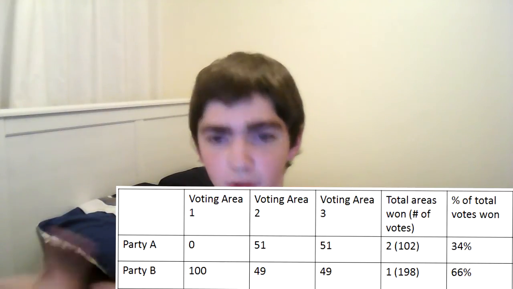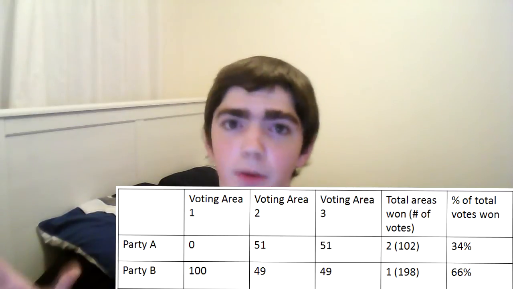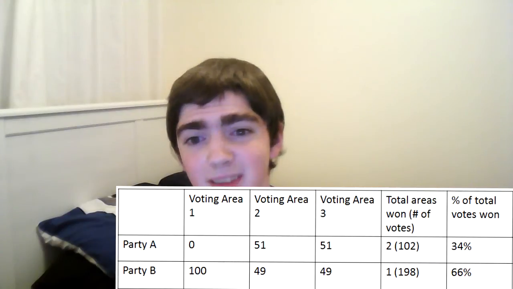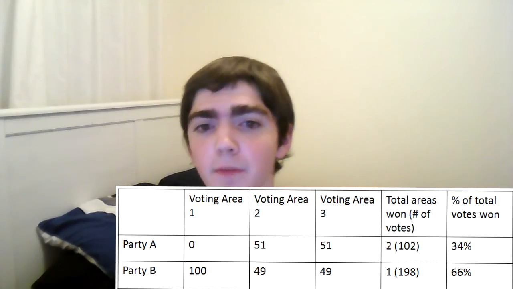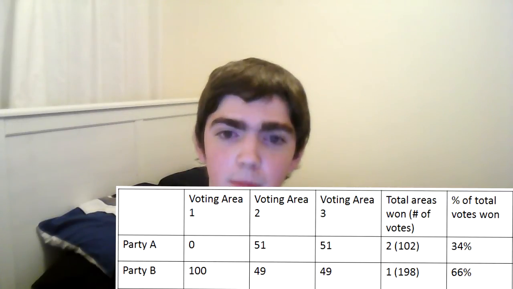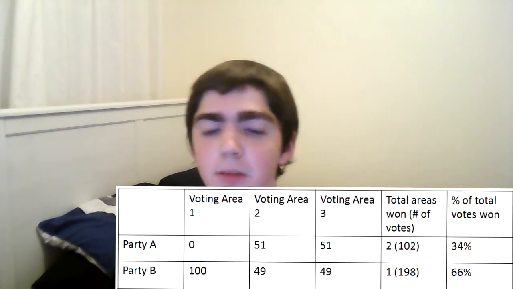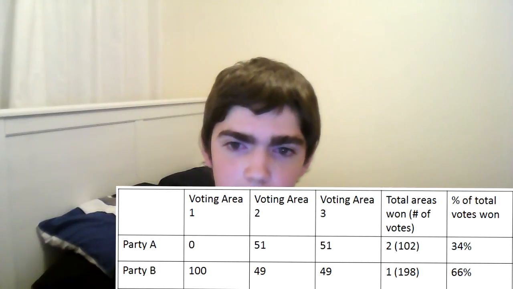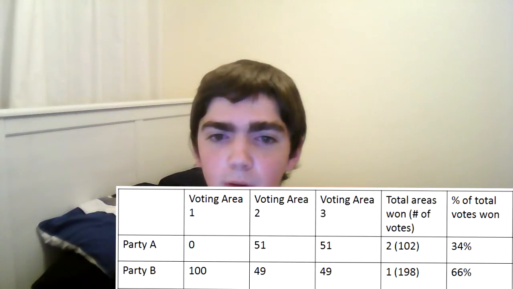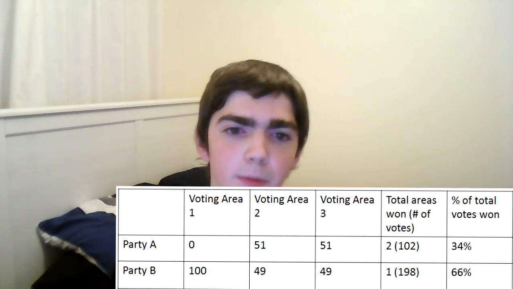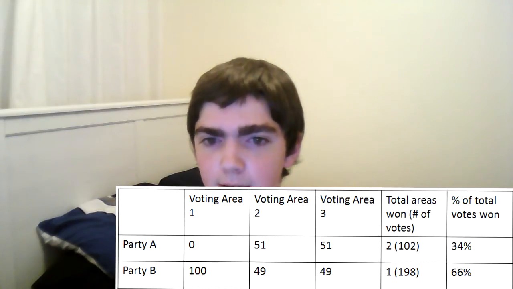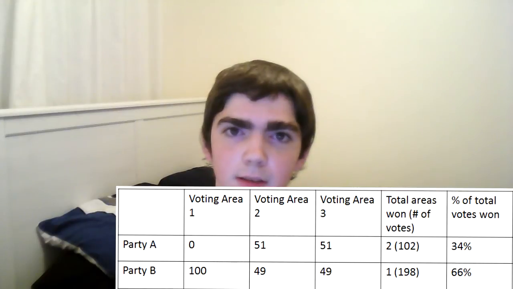So in the first area, as you can see, party A receives no votes at all. However, party B receives all 100 votes. Now in the second area, party A receives 51 votes and party B receives 49. And the same in the third area, party A receiving 51 votes and party B receiving only 49. This means that party A only receives 102 total votes, which is 34% of all the votes. And party B receives 198, 66% of all the votes cast.